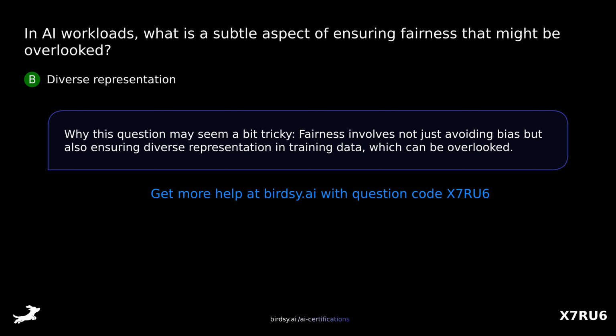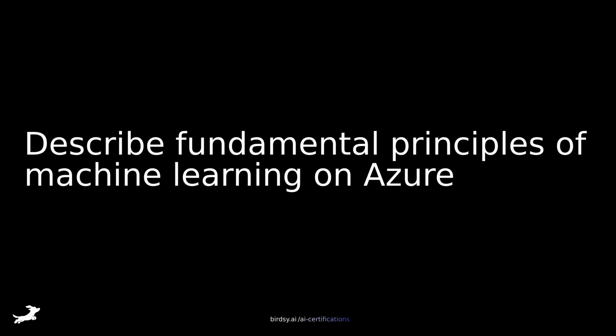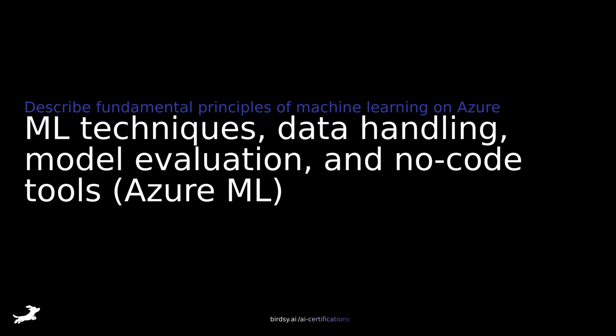Why this question may seem a bit tricky. Fairness involves not just avoiding bias, but also ensuring diverse representation in training data, which can be overlooked. Describe fundamental principles of machine learning on Azure. ML techniques, data handling, model evaluation, and no-code tools, Azure ML.